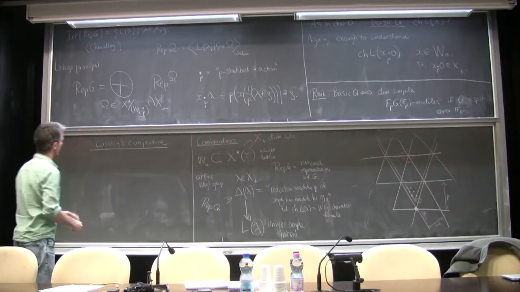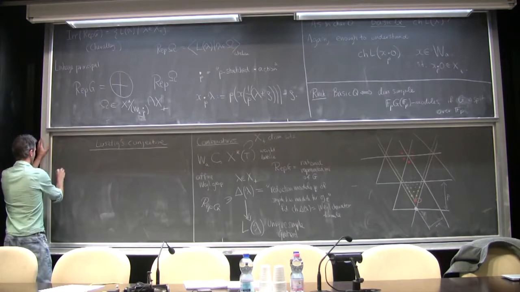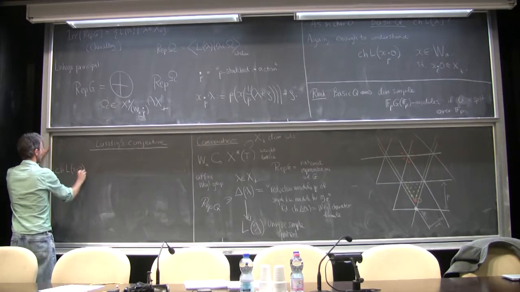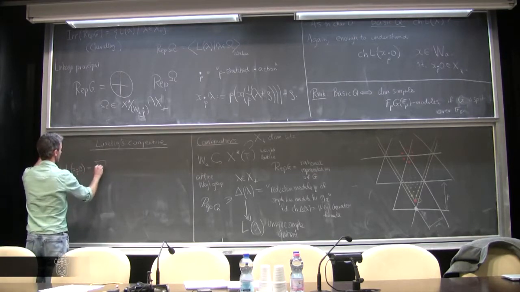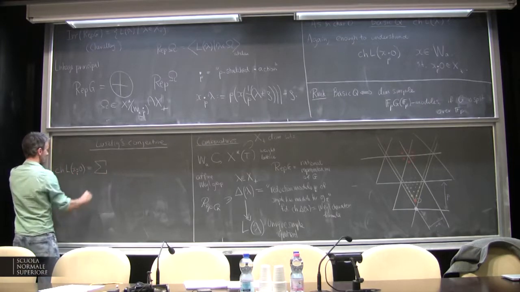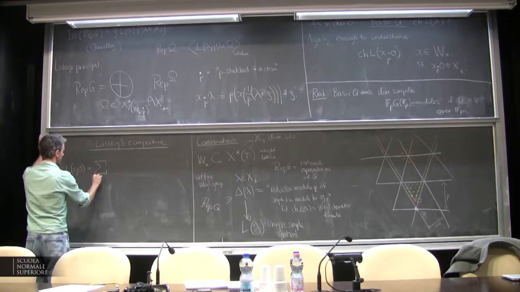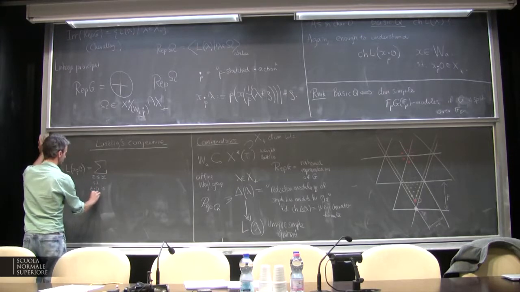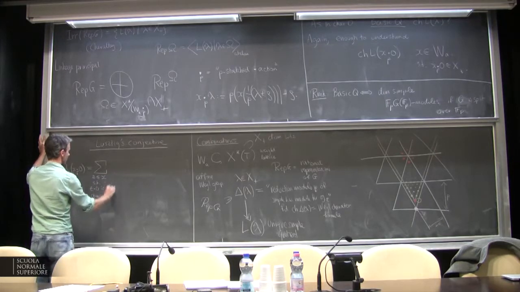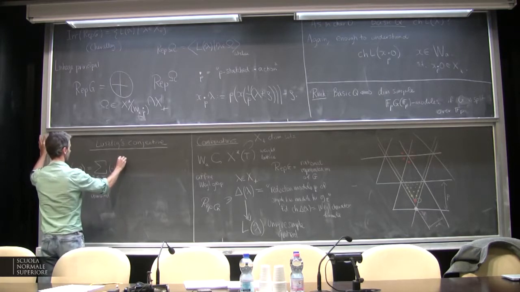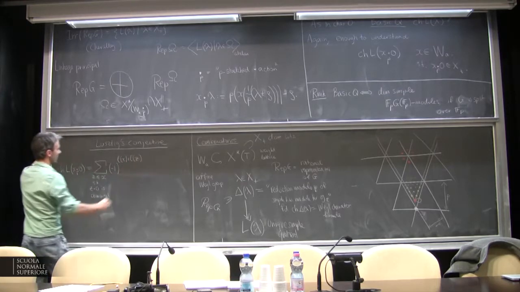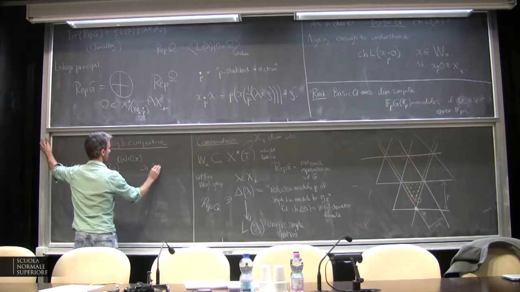And Lusztig's conjecture is the following. So the character is the sum over all z less than x such that z dot zero is dominant, of minus 1 to the length of x plus the length of z, times the character.